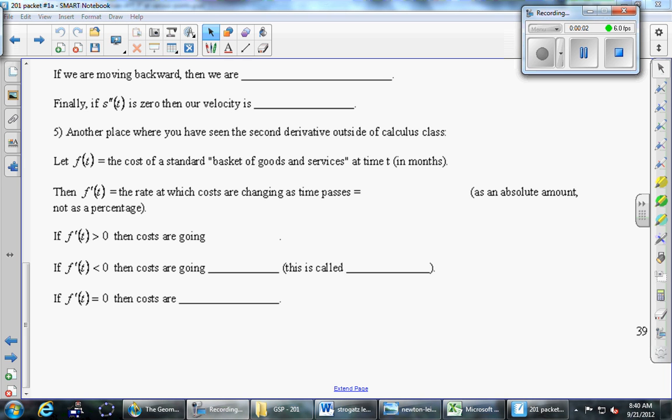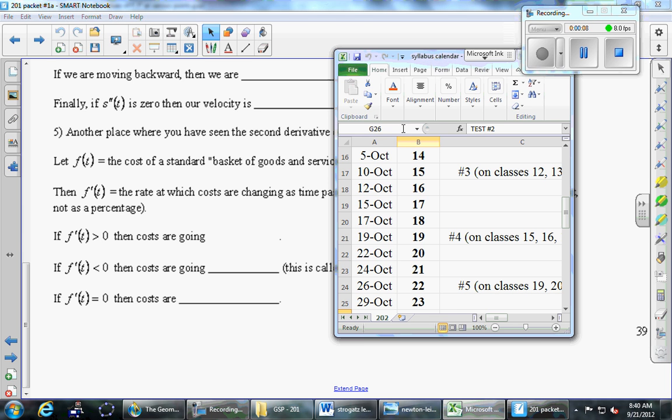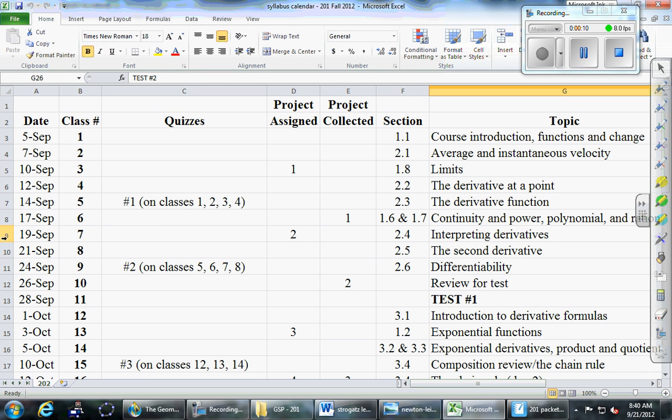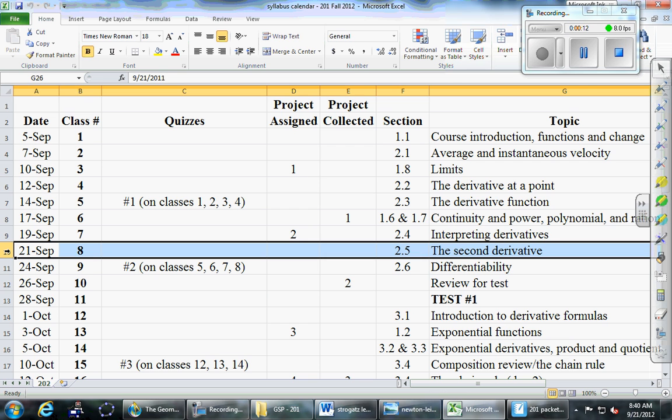Can we open to page 39 in the packet? And while we're opening to page 39, we will pull up our calendar and have a look. So we are here. The topic for today is the second derivative.